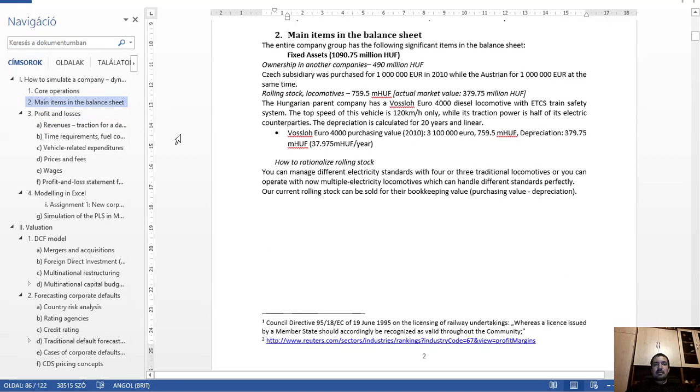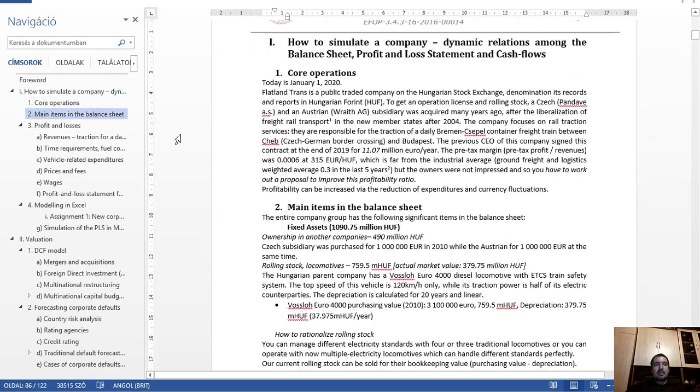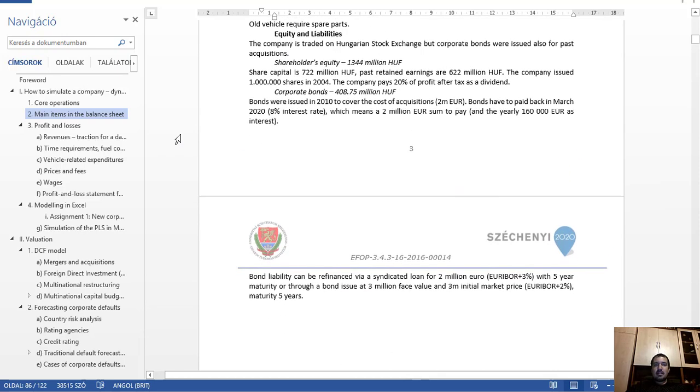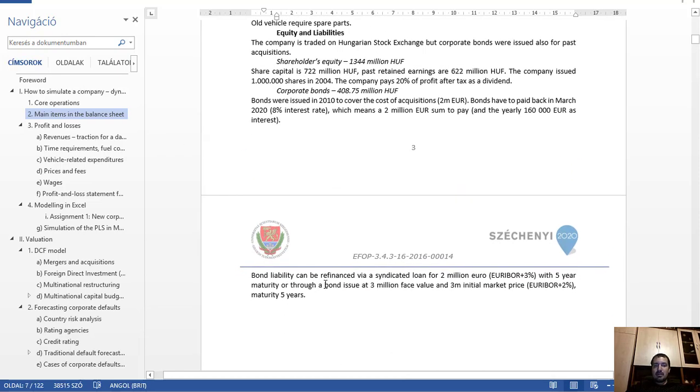then we had the chance to collect or to renew our liabilities by issuing 3 million euros worth of bond at 3 million initial market price, with the Euribor interest rate. So how can we do it in Matlab?